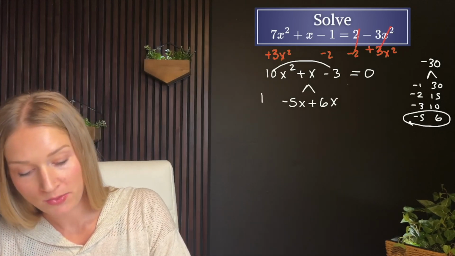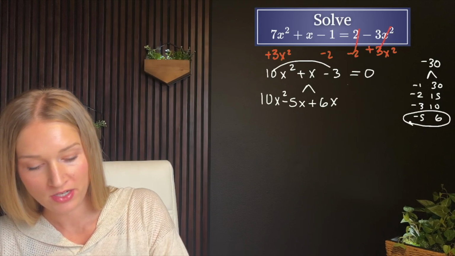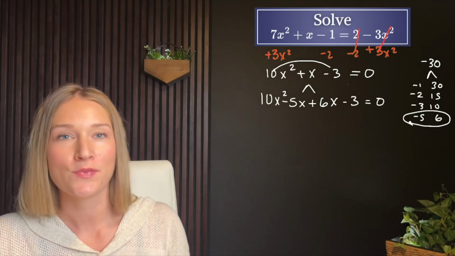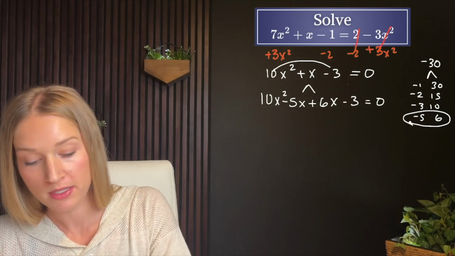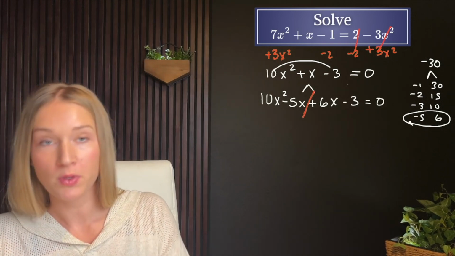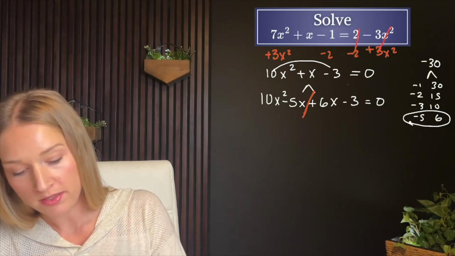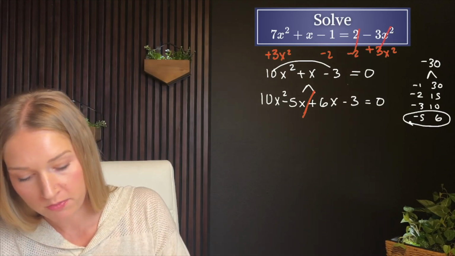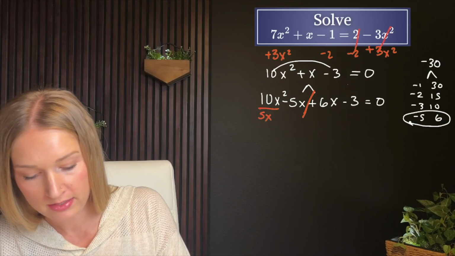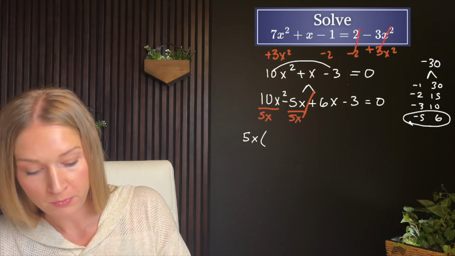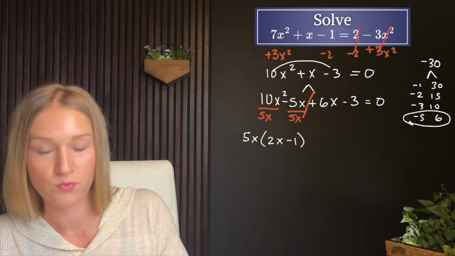That 10x squared in the front doesn't change, and neither does that minus 3 at the end, and it still all equals 0. Now to factor by grouping, I'm going to split this down the middle, and I'm going to take out the GCF of the left half and then the GCF of the right half. So on the left, I see that both of these could be divided by 5x. So I'm going to factor out that 5x. I've got 5x, and when I pull it out, I've got 2x minus 1 left.